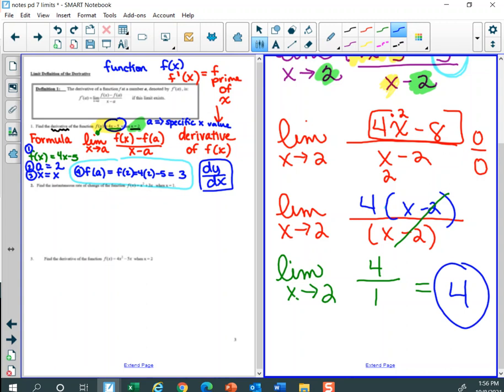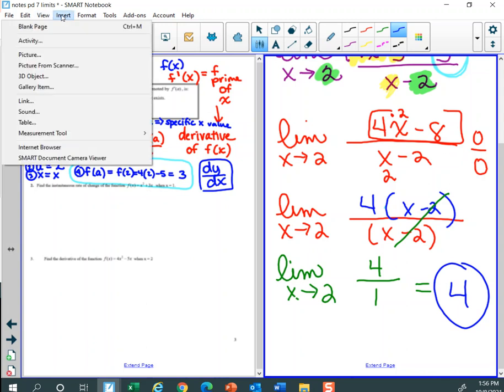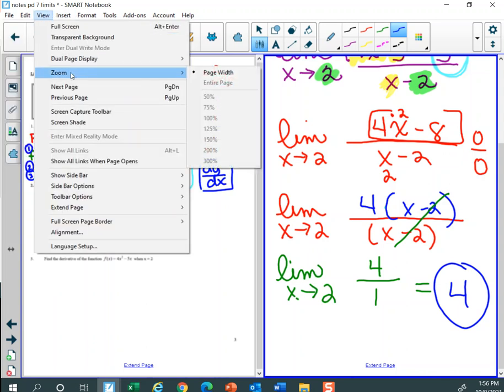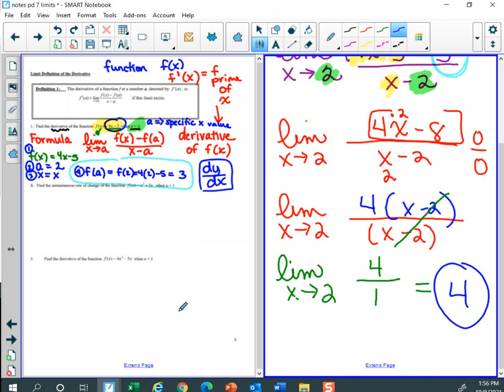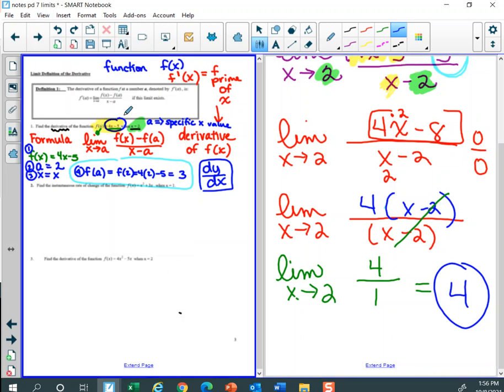So the answer to question 1, the derivative of that particular function, 4x minus 8, or excuse me, 4x minus 5 is the original function. 4x minus 5, what's the derivative when x is 2? The derivative of that function is going to be 4.